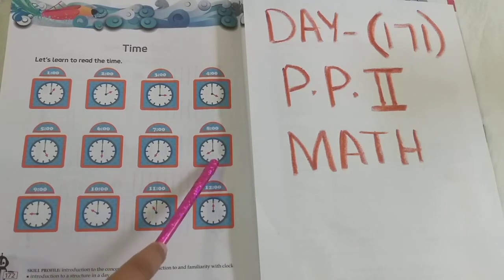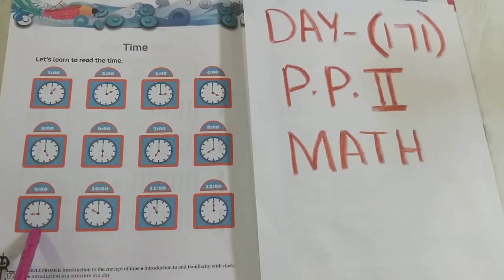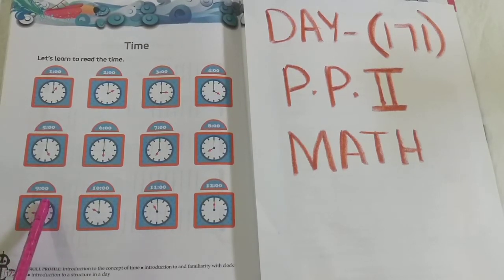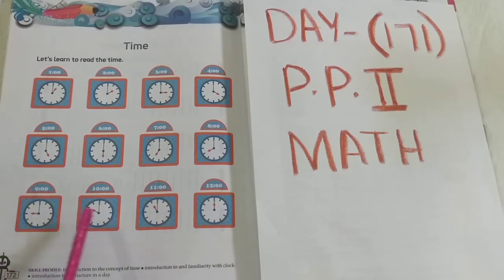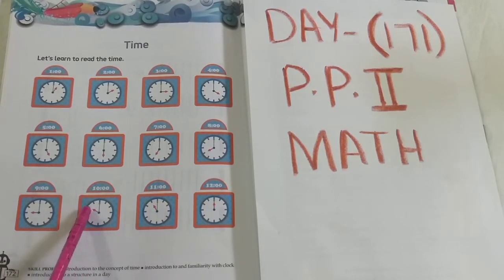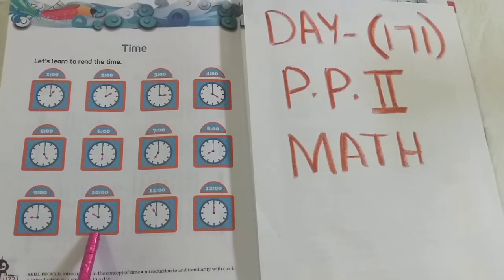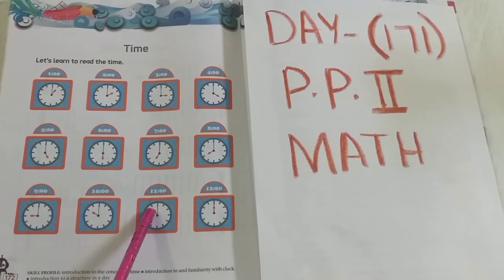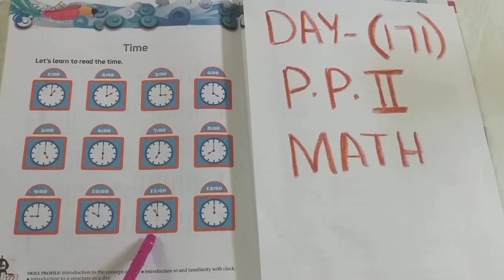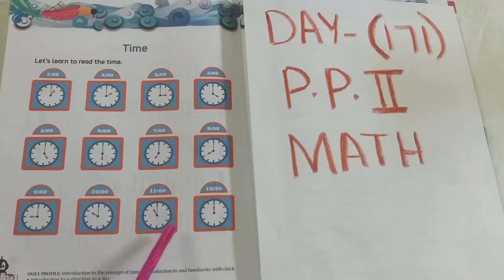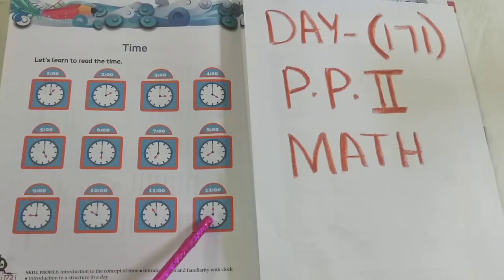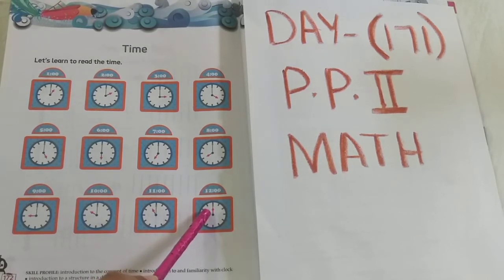So 8 o'clock. Here you can see the short hand is pointing on 9 and long hand is pointing on 12. So 9 o'clock. Short hand is pointing on 10. Long hand is pointing on 12. So 10 o'clock. Here short hand is pointing on 11 and long hand is pointing on 12. So 11 o'clock. Here you can see both the hands, short hand as well as long hand, are pointing on 12. That means the time is 12 o'clock.